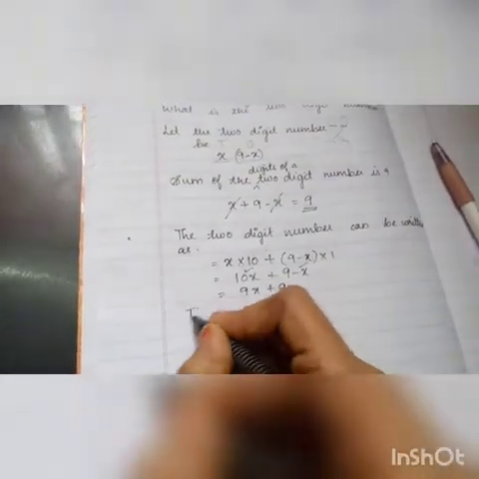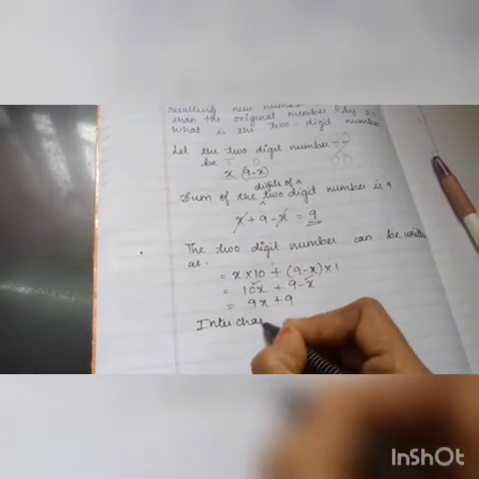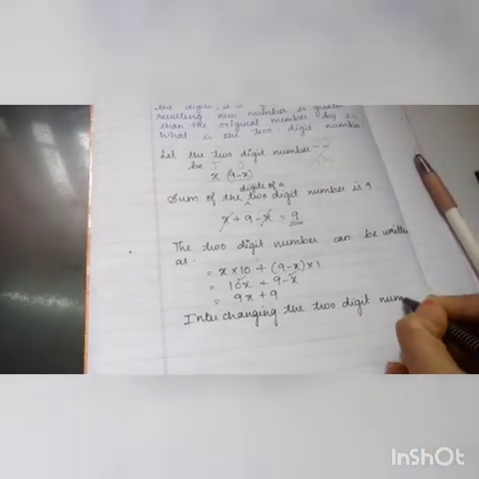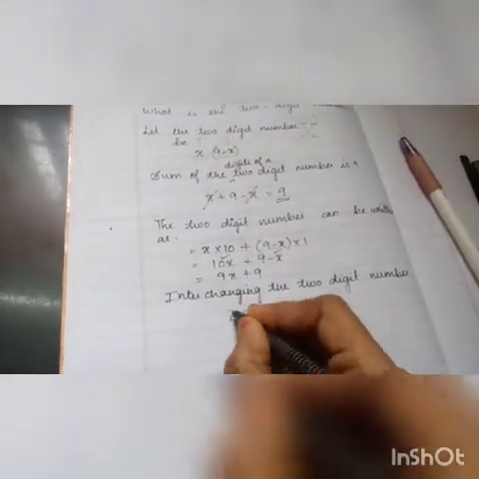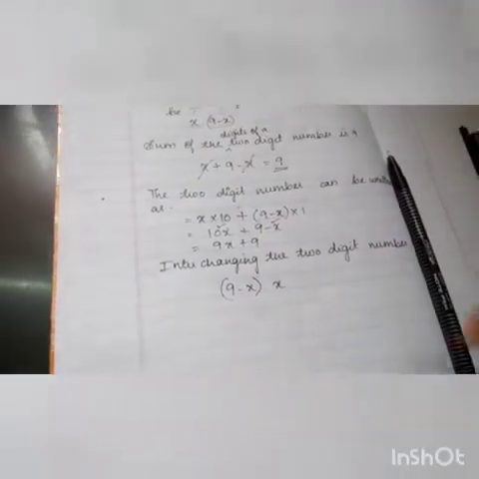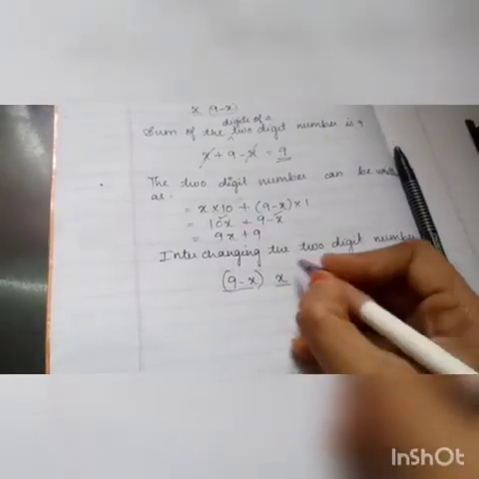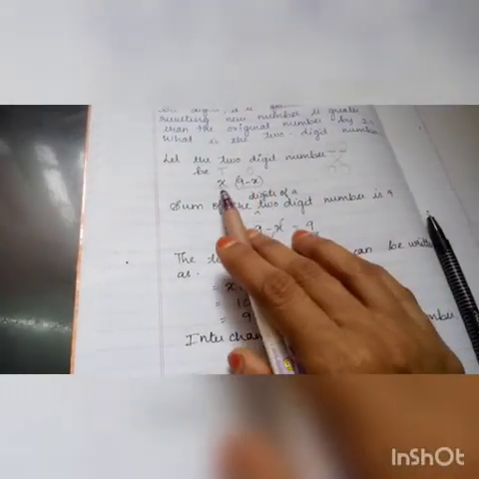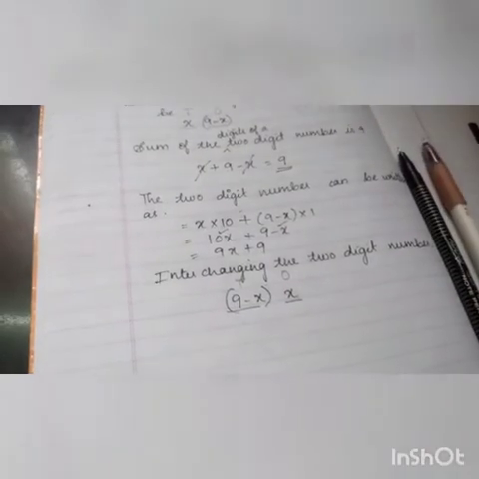Now I am going to interchange this. Interchanging the 2-digit number. Shall we interchange this? Yes. How will you interchange the 2-digit number? 9 minus x and x. These two form a 2-digit number where x is in the 1's place and 9 minus x in the 10's place. But originally x is in the 10's place and 9 minus x in the 1's place. Just opposite. Now we have interchanged.